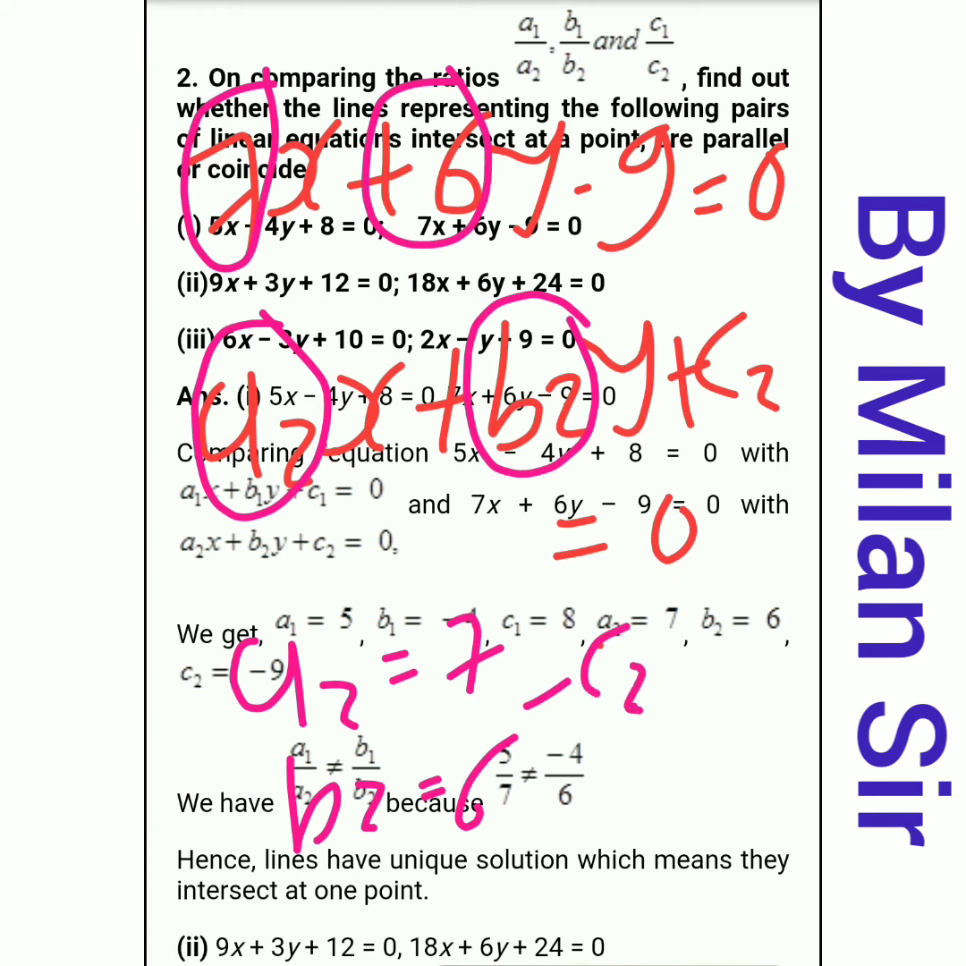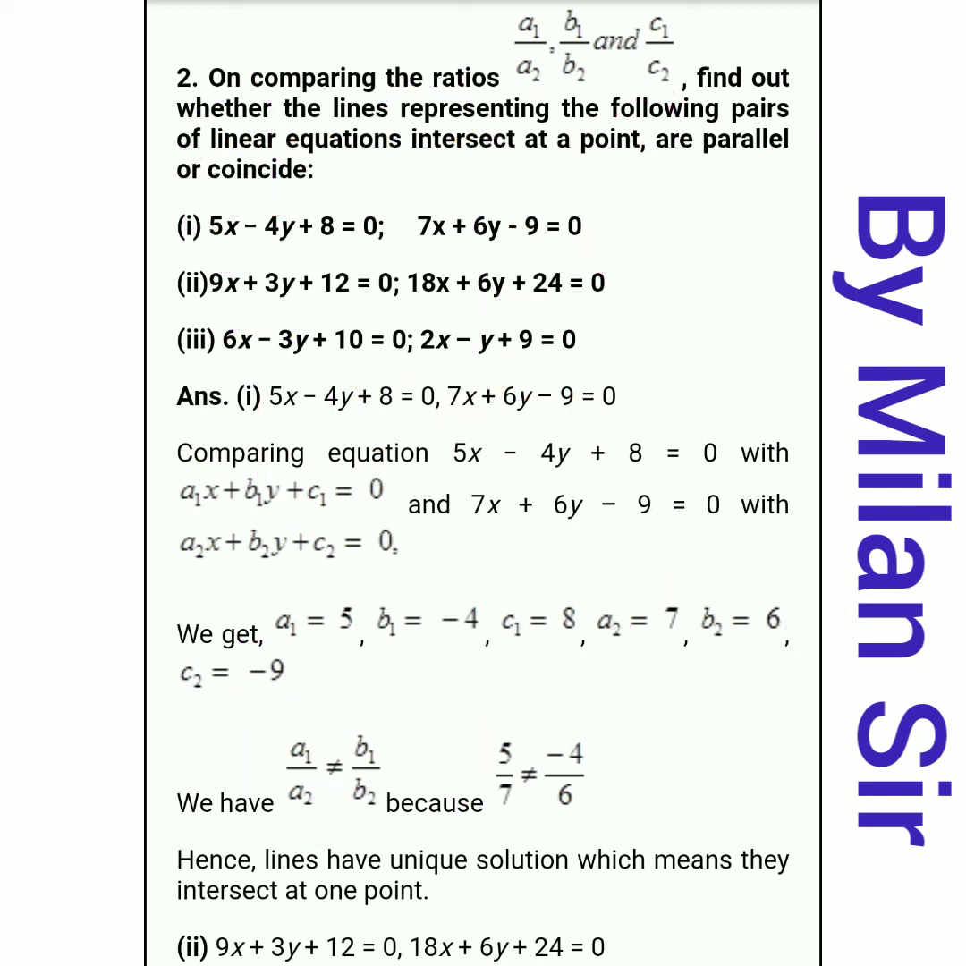And c2 is our constant term. Here it is minus 9, so c2 equals minus 9. So a2 equals 7, b2 equals 6, c2 equals minus 9. So here we get the values of a2, b2 and c2. Now in total we have six values: a1, b1, c1, a2, b2, c2.